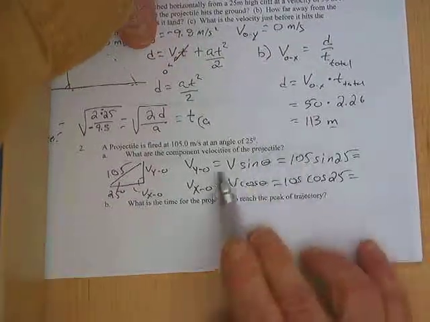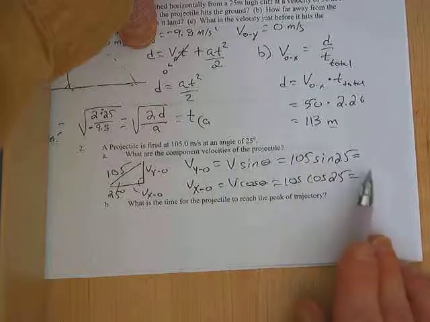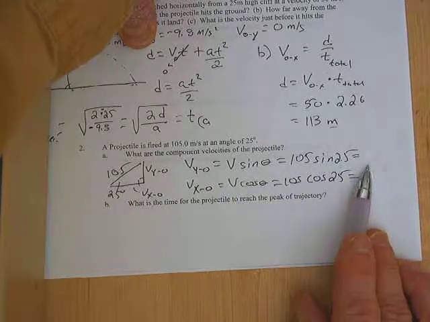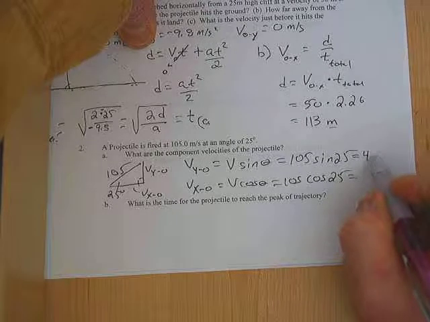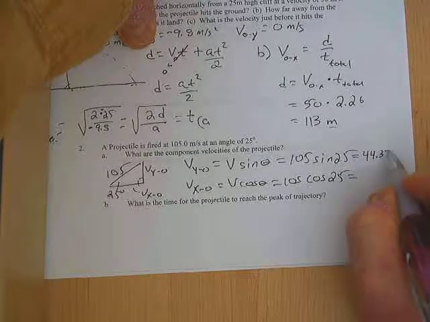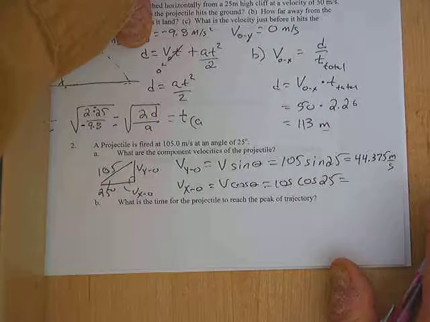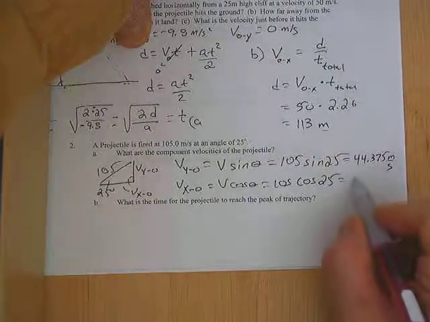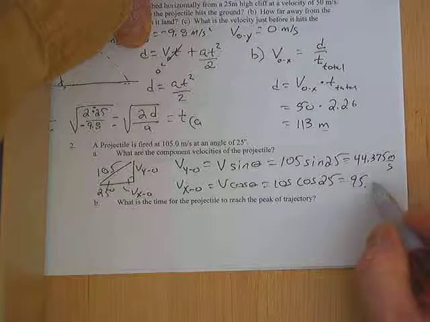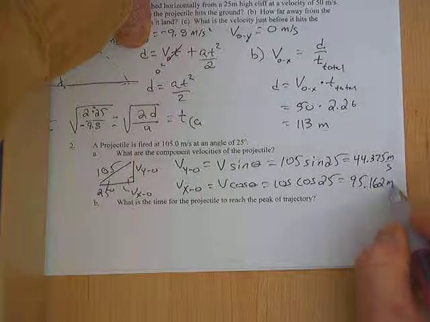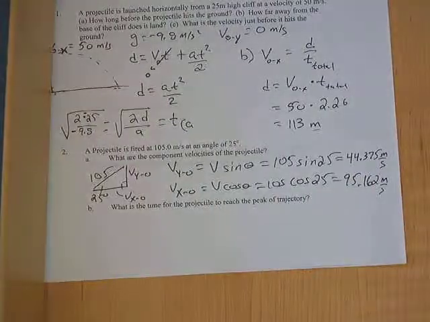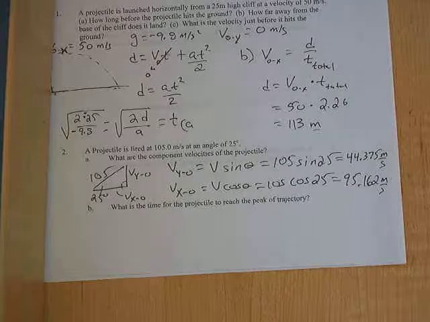And just so I don't have to grab my calculator, what does the vertical component work out to be? 44.375 meters per second. And the horizontal then? 95.162 meters per second. And that's finding the component velocities.